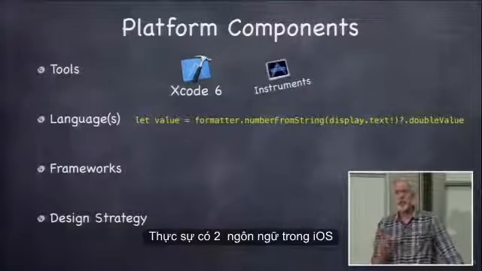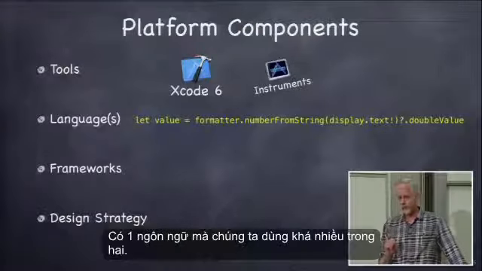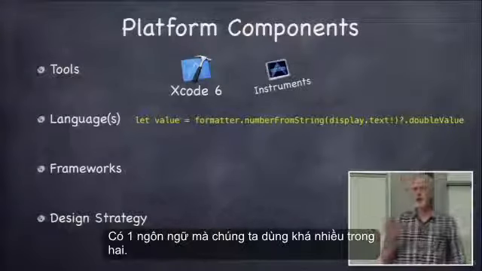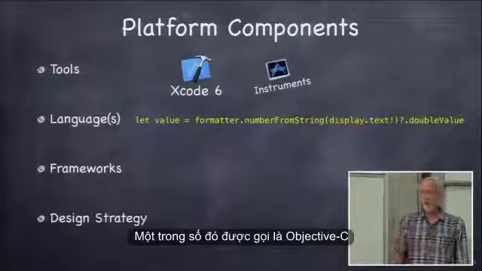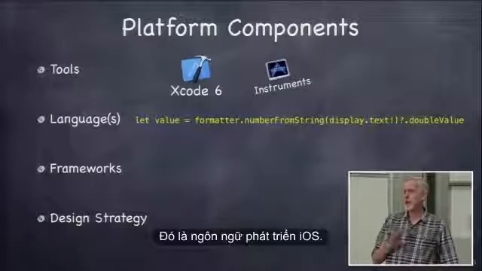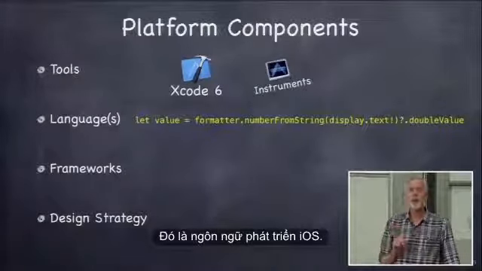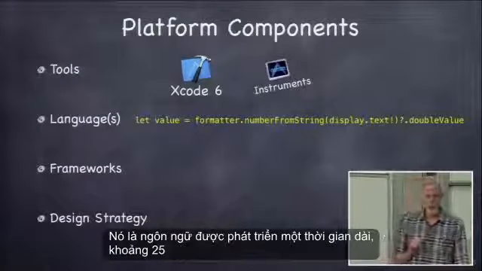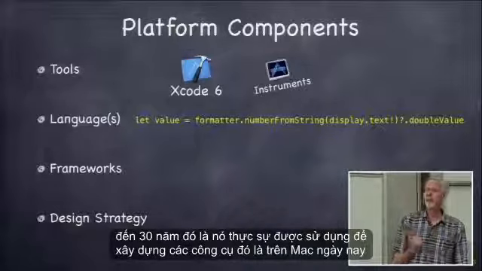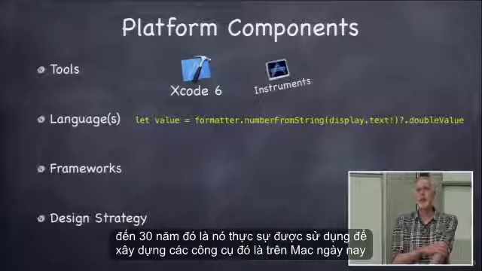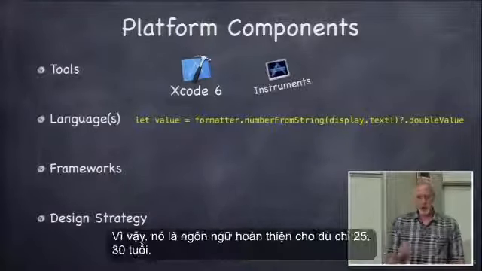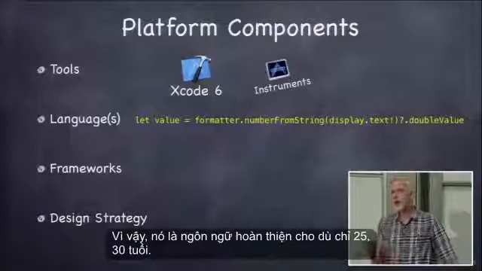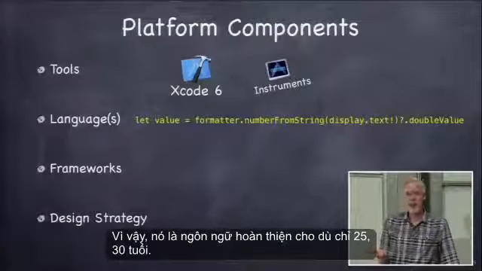As for languages, there are actually 2 languages in iOS now. They are peers. You can pretty much use either one. One of them is called Objective-C. That's the language that iOS was originally developed for. It's been around a long time, probably 25 to 30 years, that it's actually been used to build stuff on the Mac. So it's a very mature language, but it is also 25, 30 years old.